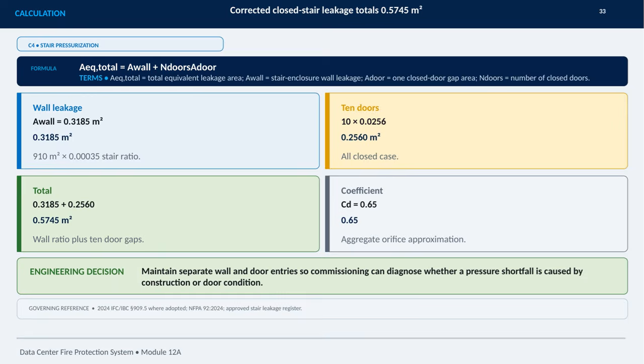From an engineering standpoint, the wall and door entries should remain separate in the leakage register. That separation allows commissioning teams to determine whether a pressure shortfall is related to construction leakage or to door condition. The calculation is referenced to the adopted 2024 IFC and IBC section 909.5, NFPA 92:2024, and the approved stair leakage register.